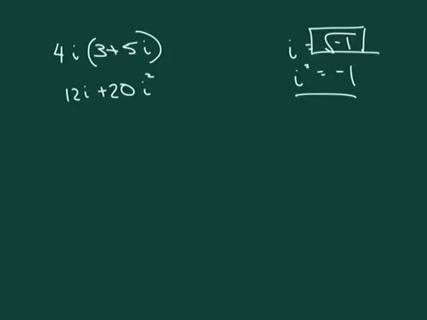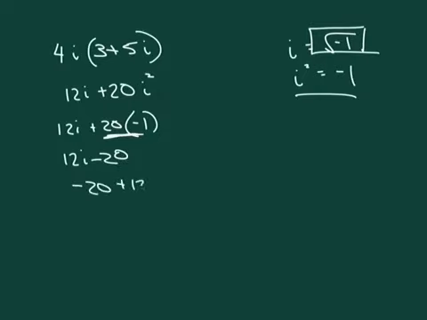i squared equals negative 1. So what I'm going to do here, instead of an i squared, I'm going to put a negative 1 there. So 12i minus 20. And then we've got to switch these around because the number always goes first, like that. Okay? All right, let's try another one.